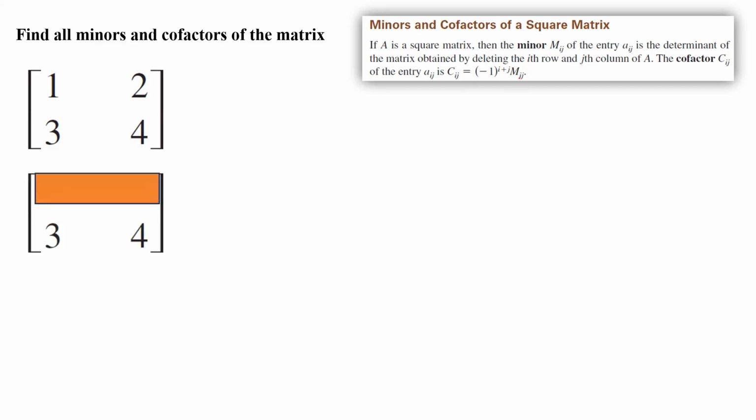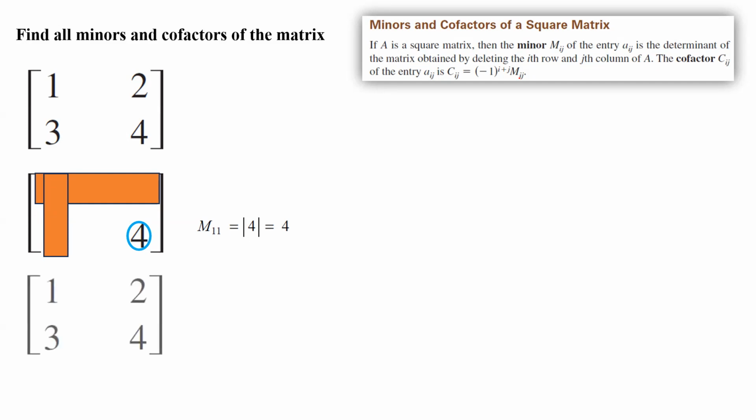So let us begin. First of all, to find the very first minor, which is going to be M sub 1 and 1, you're going to delete the first row and the first column. The determinant of just one value, as you remember, if you have a 1 by 1 matrix, the determinant is the same as that entry. So M sub 1 and 1, or the minor here, is 4. Let us find the other minor.